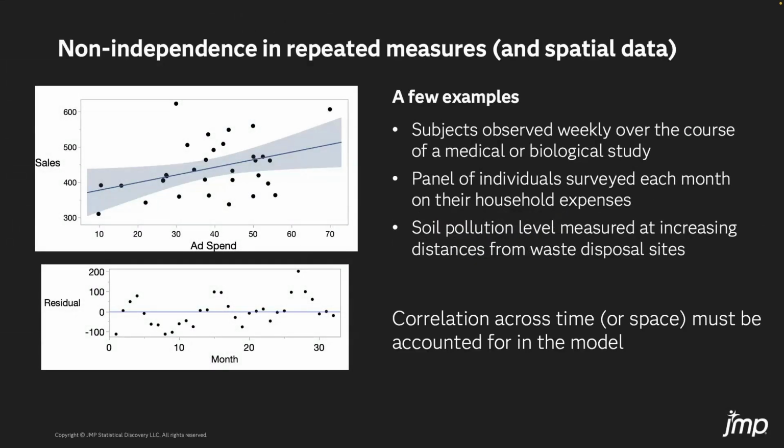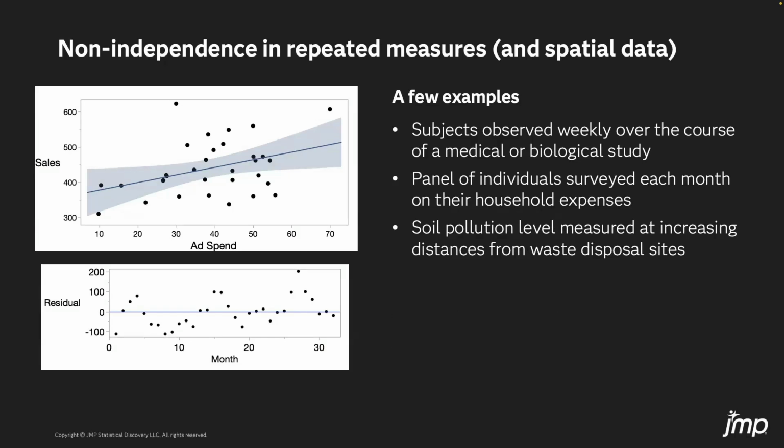So if you recall, we mentioned that if you have longitudinal data, so data that's measured across time, you can have correlation among residuals. And we saw that when we have monthly data on ad spend and sales, you can actually see the correlation across time of the residuals here. In this case, we have this oscillating pattern.